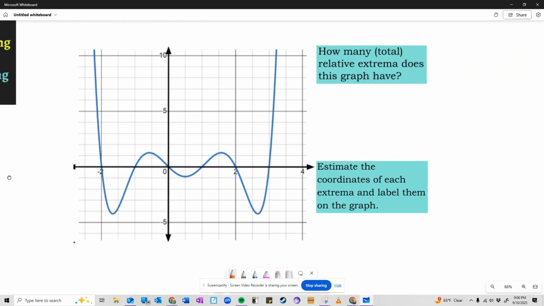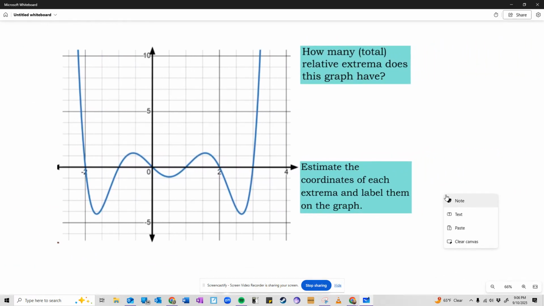So then the next slide, I believe this was the graph, and says how many total relative extrema does this graph have? So really all we have to do for this is count them. I've got 1, 2, 3, 4, 5 local extrema. And extrema just means these are the maxes and the mins, just all the extreme points, all the hills and valleys. So there's 5 hills and valleys, there's 5 maxes and mins. I notice that there's 1, 2, 3 mins and 1, 2 maximums.